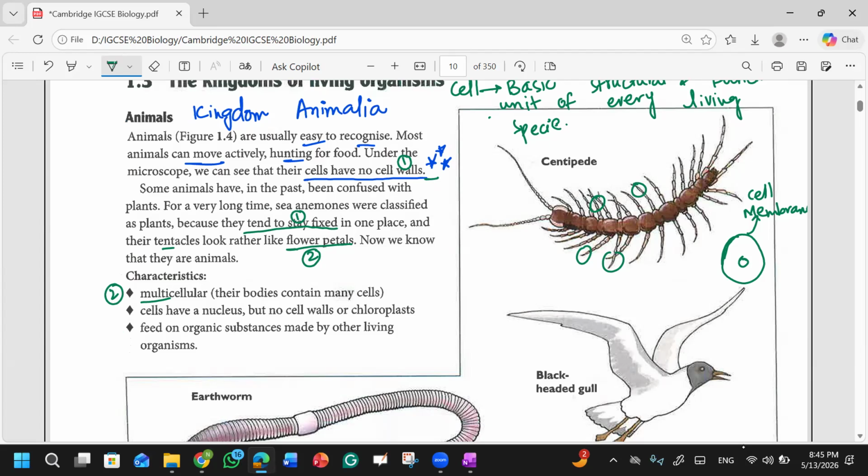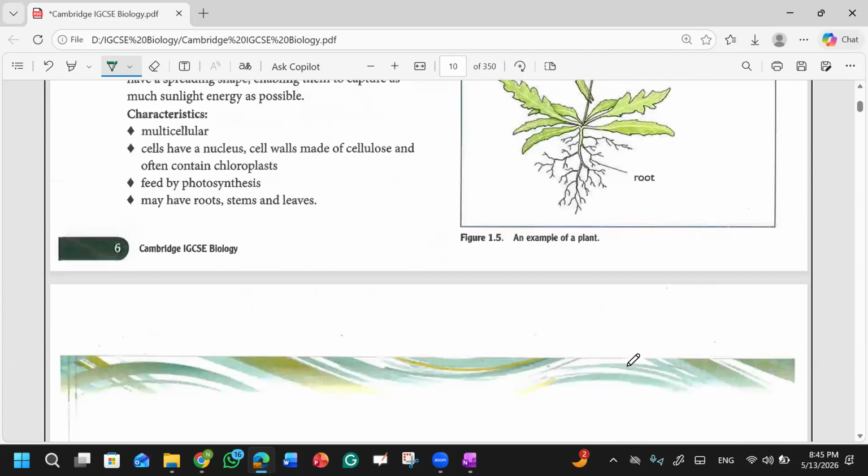Like, okay, considering us, when you talk about the human being, we are in the animal category, right? We are complex. What functions can we perform? We can eat, drink, we can sleep, we can walk, and we can reproduce.